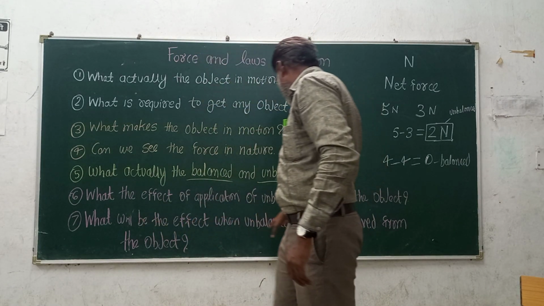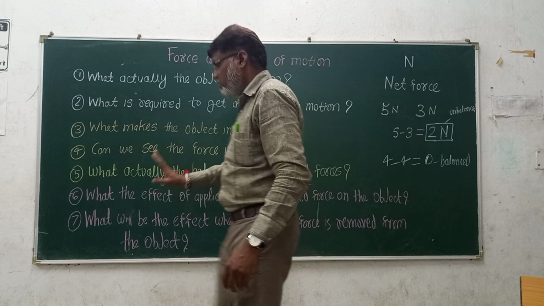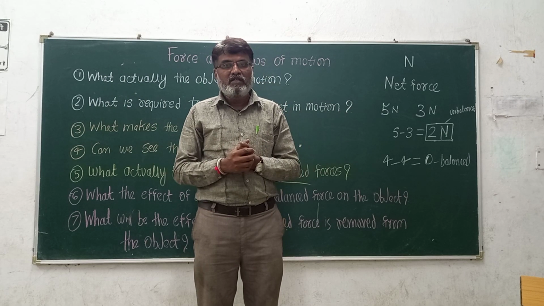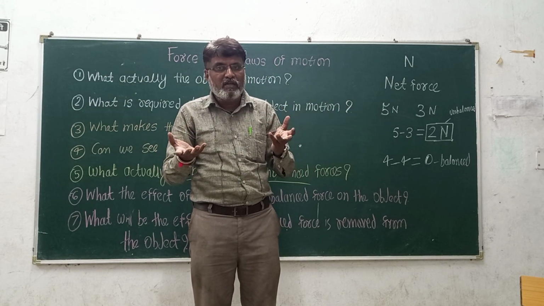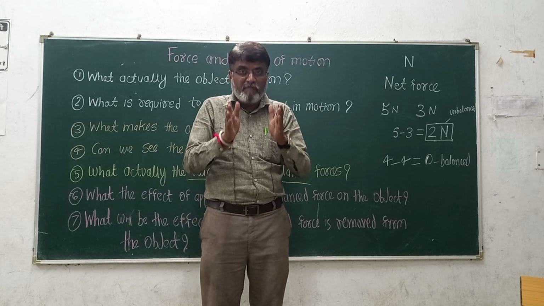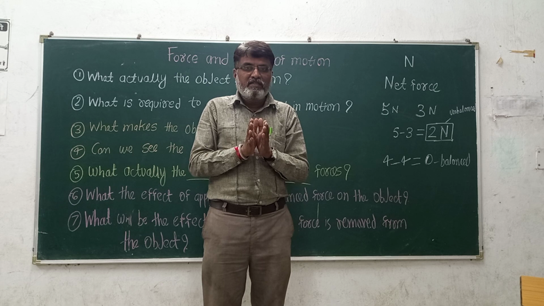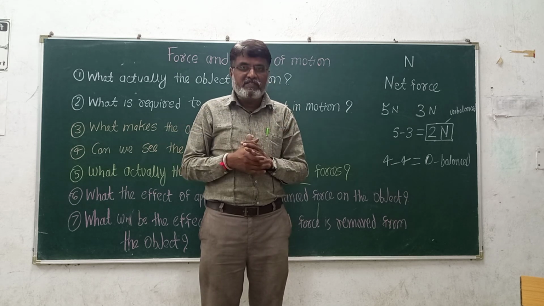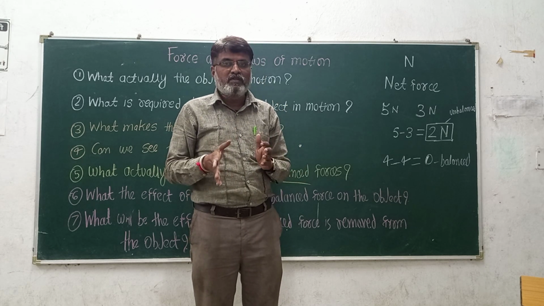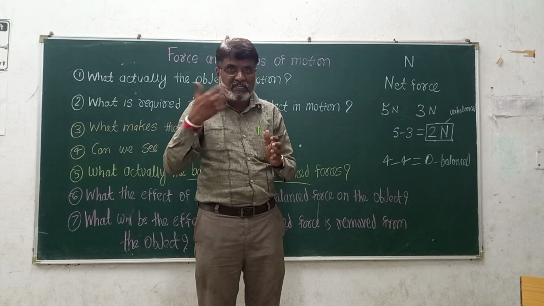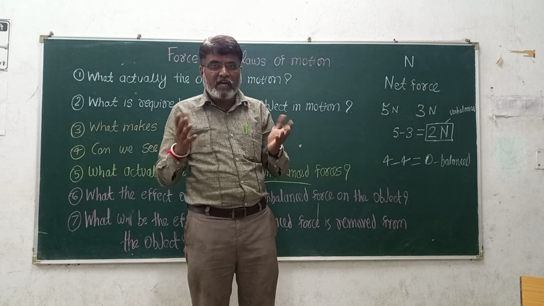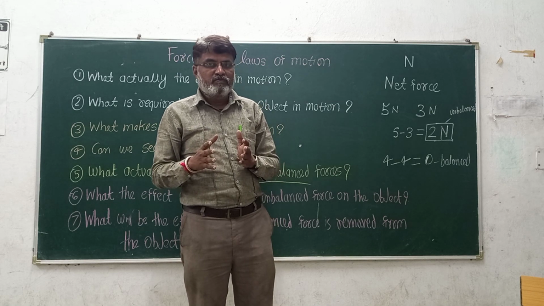Then what will be the effect when the unbalanced force is removed from the object? When the unbalanced force is removed from the object, what will happen? That object will come into a constant form, in a balanced condition. That object will become balanced. This is about force. What actually is force? Its types. Can we see the force? Two types of force, balanced and unbalanced, we have seen. Thank you.